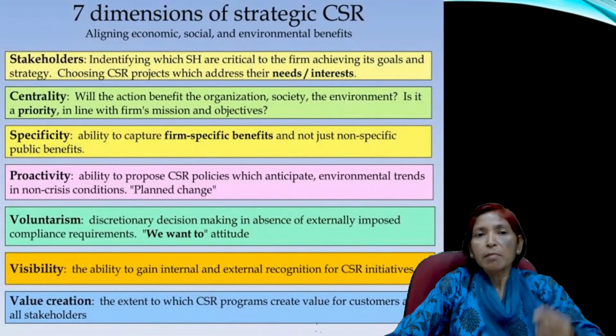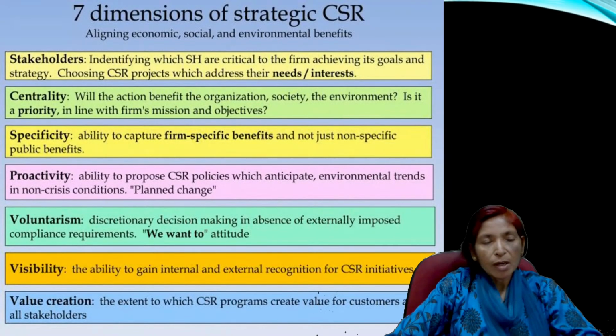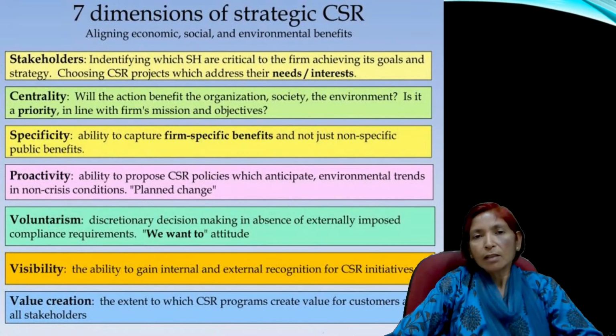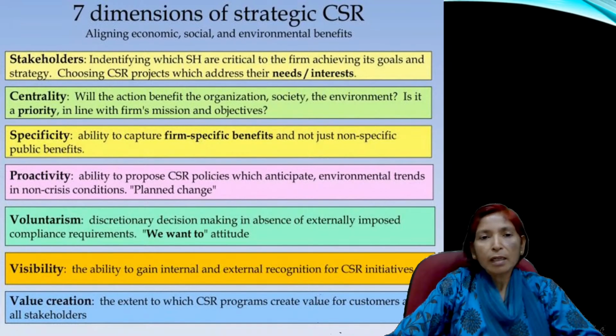Now next is the seven dimensions of strategic CSR. What are the seven dimensions of strategic CSR? Aligning economic, social, and environmental benefits. These seven dimensions include: one is stakeholder. In stakeholder, identifying which stakeholders are critical to the firm achieving its goal and strategy, choosing CSR projects which address the needs and interests of the country's people.